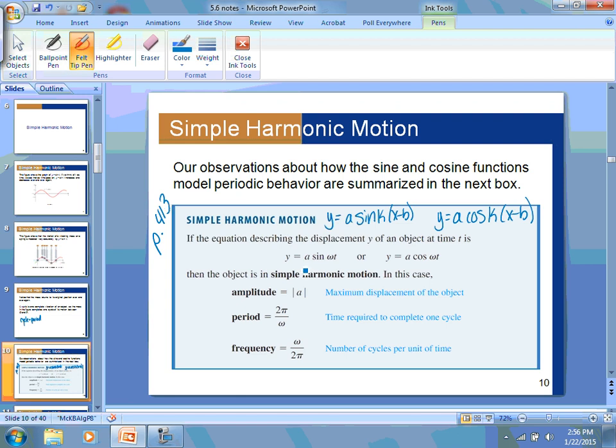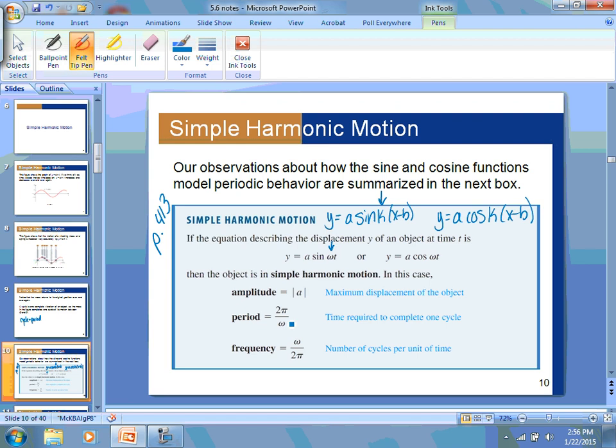They still have an A for the amplitude, they still have the sine or the cosine, but they change the values that come after that. Instead of k times x minus b, they have w times t. That w is a new variable, but it has the same effect as the k does. It's still that constant. So we're going to treat this w like the k value in our other equations. To find the period, we're still going to take 2 pi, but instead of dividing it by k, we're going to divide it by w.